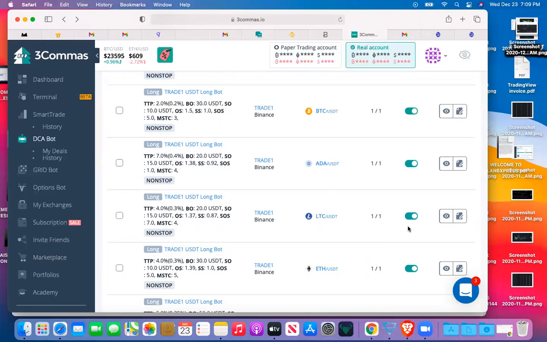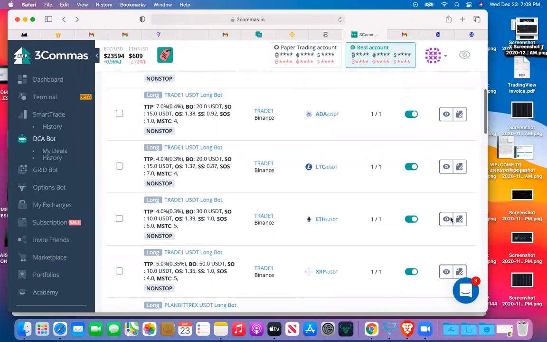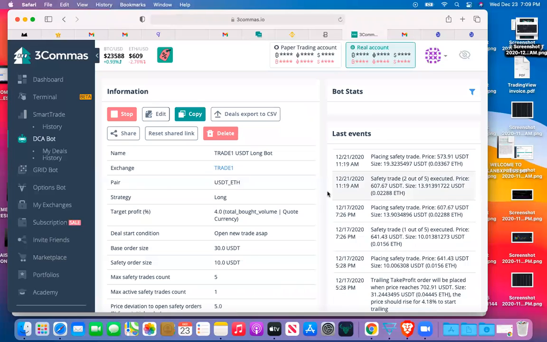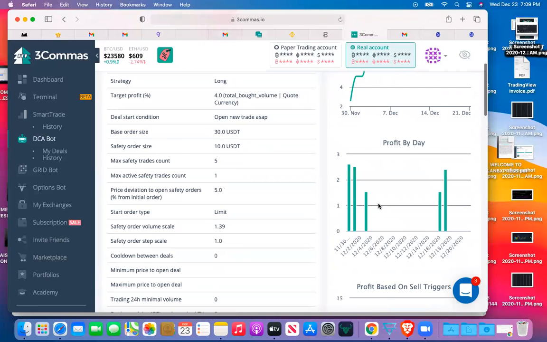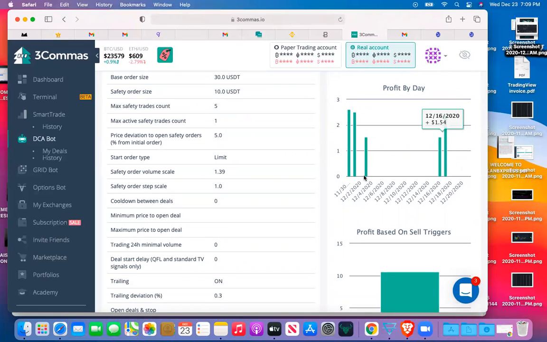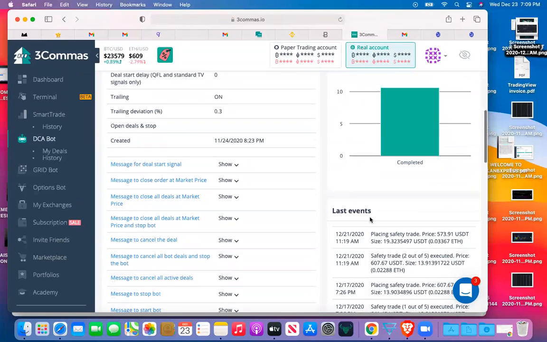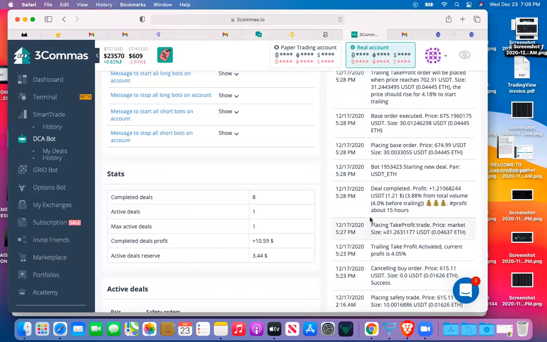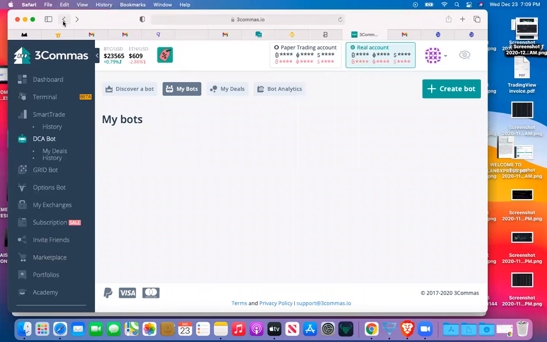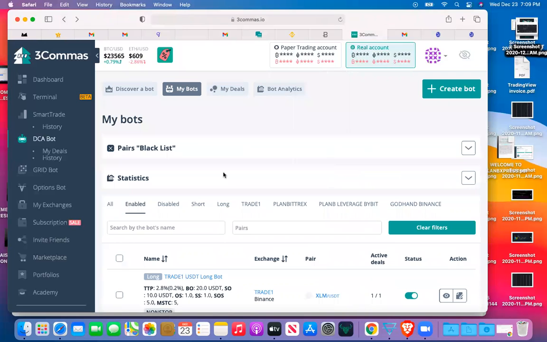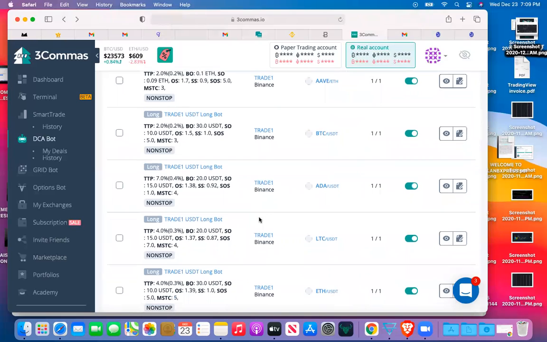So the safety trade right now, you can see Litecoin, and let's check Ethereum too. Look at Ethereum. Okay, Ethereum has just done $10. I think it was not really moving too much. On the same date for Ethereum, yeah, Ethereum has done 8 deals, 2 safety. Let me check another one. There we go.